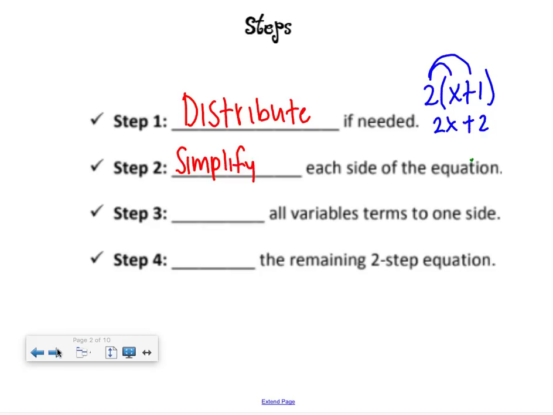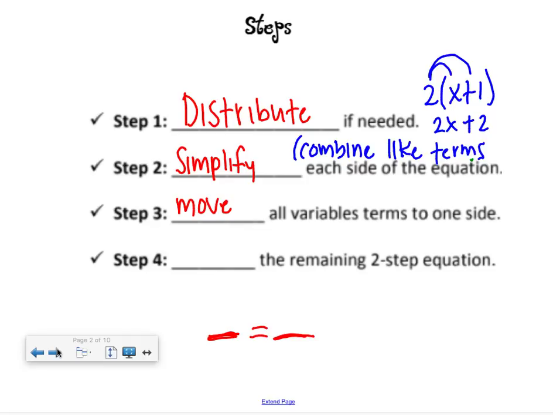Your second step is to simplify each side of the equation. So how about in parentheses, let's put combine like terms since that's what we've been calling it. You're just going to add your x's together and your y's. Your next step is to move all variables to one side. So then at some point you have all your variables on one side of the equation, then all your numbers on the other. And then your last step is to solve the remaining two-step equation. And this is what we were doing all last week, and you guys are pros at that by now.